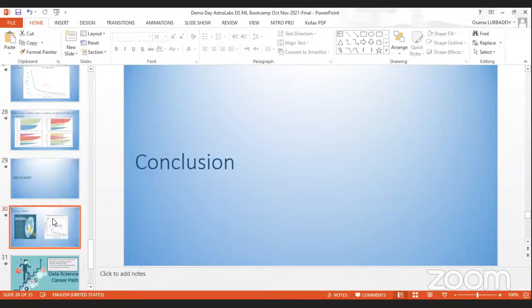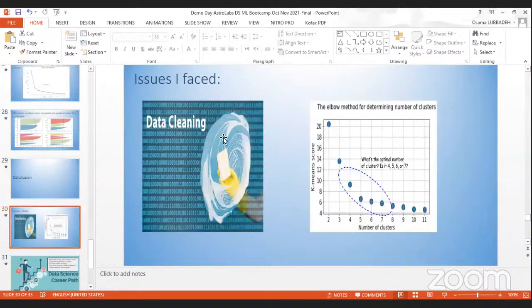Now, my conclusion here, basically the issues I faced is really data cleaning and categorizing the data and putting them in properly. And the other issue is what's the optimum number of clusters, or the optimum number of customer groups? Is it 3, 4, 5, 6? This will affect the data heavily and will affect the decision as well.